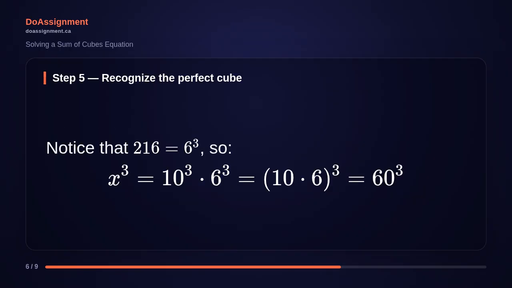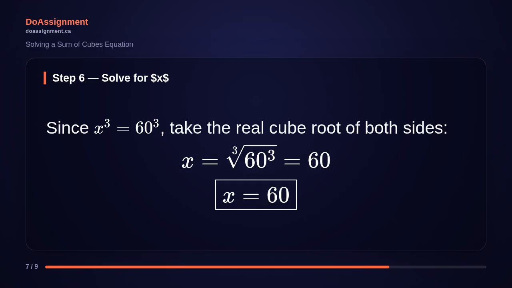Here's a beautiful observation. 216 is exactly 6 cubed, so we have 10 cubed times 6 cubed, which equals 60 cubed. This means x cubed equals 60 cubed. Taking the cube root of both sides gives x equals 60. That's our answer. x equals 60.